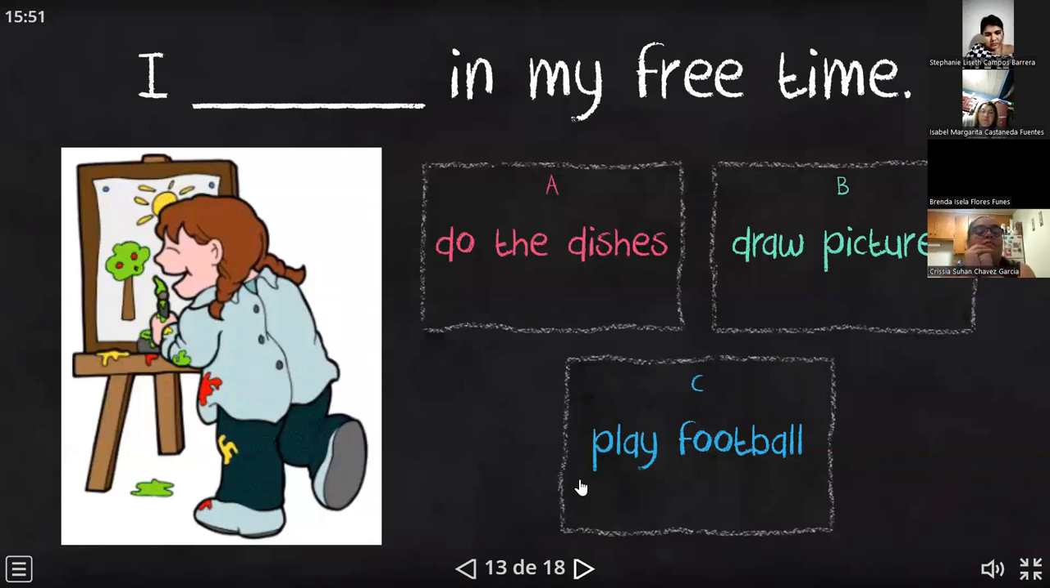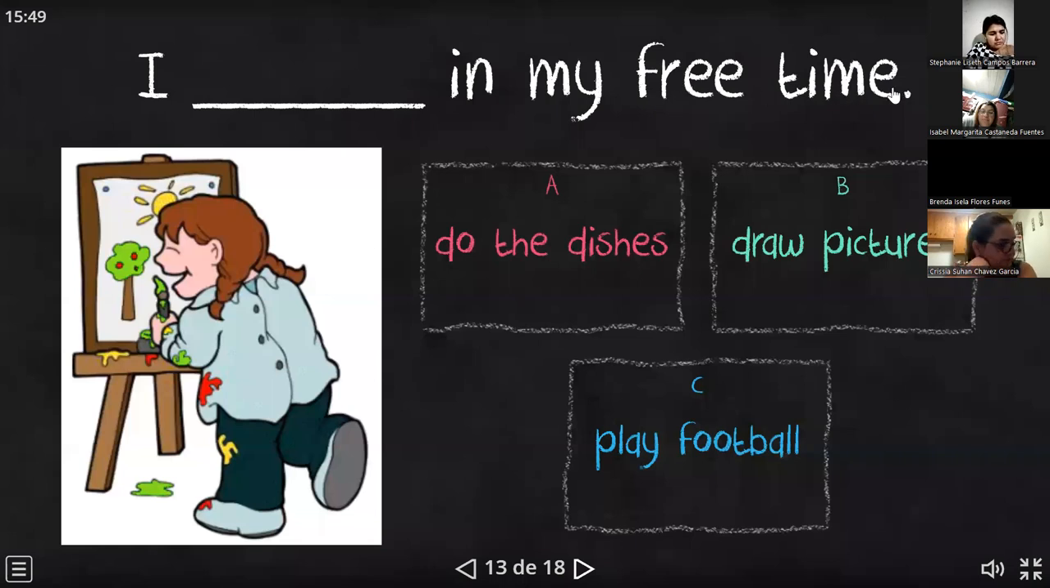I draw pictures. Okay. In my free time. Okay. What is free time, Stephanie? Tiempo libre. Okay. Good. Very good. Okay.